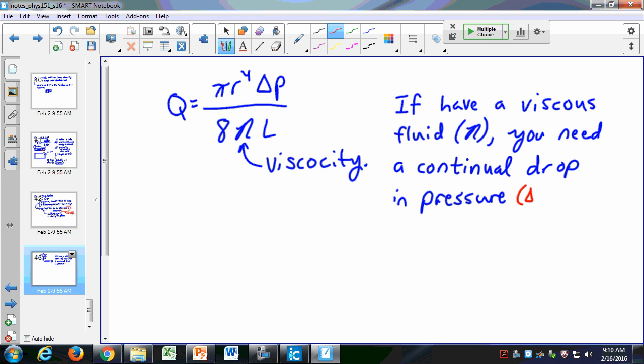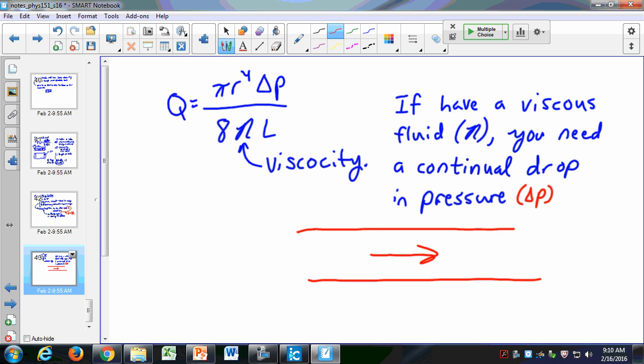And that's that delta P. That delta P has to be bigger than zero. I have to have a difference in pressure as I'm traveling along your pipe or your tube. If I have a flow in this direction, the pressure here, I'll call this P1, has to be bigger than P2. That's what that means, that P1 has to be bigger than P2 if I have a viscous fluid.